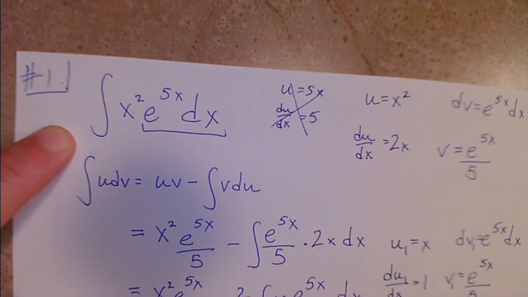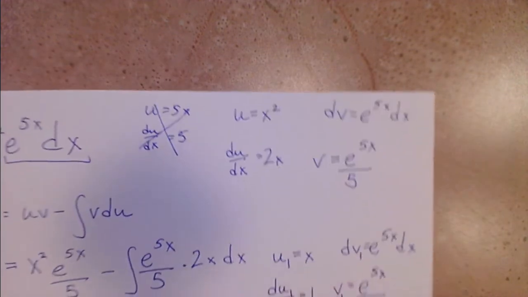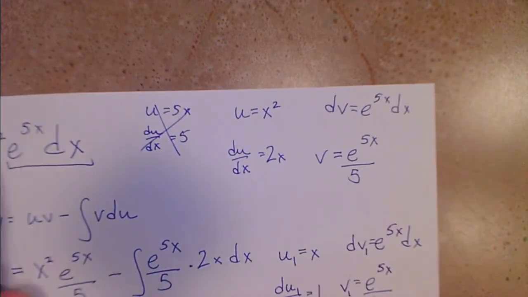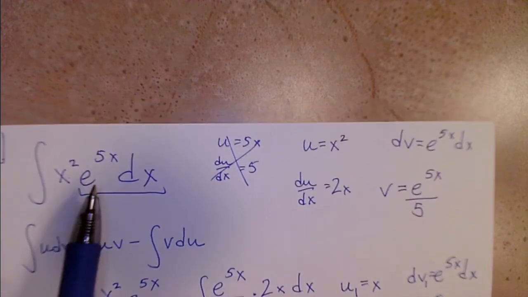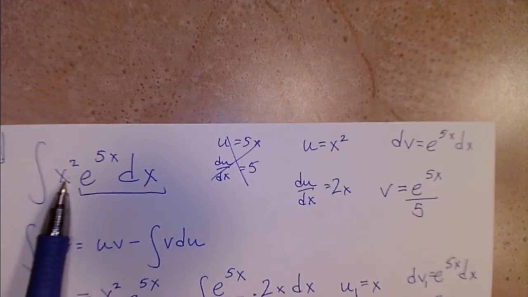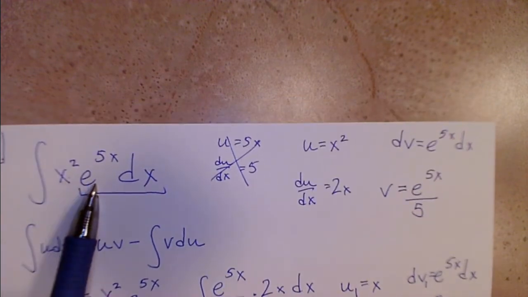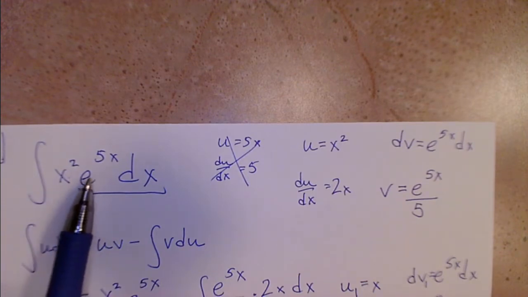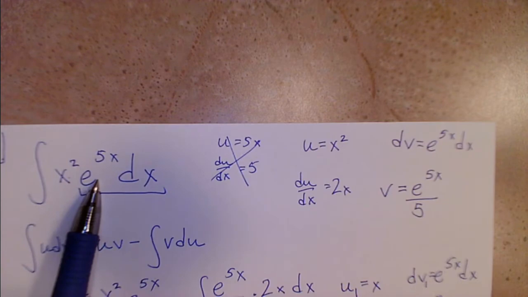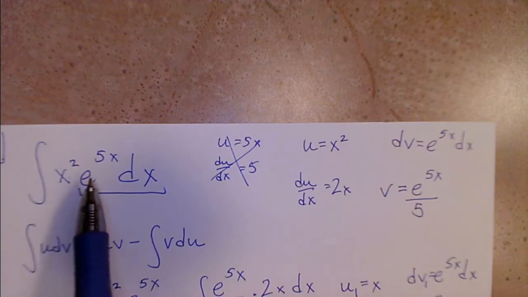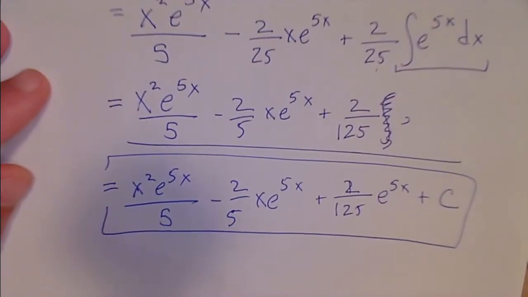So again, how do we know that this is by parts? It's the multiplication of two things, and one of the things disappears with differentiation, and this is a transcendental function. So it's easy to integrate this thing. That's why I called this dv. It's very easy to compute the integral of e to the 5x. As a matter of fact, I did it 3 times in this problem, so there we go.